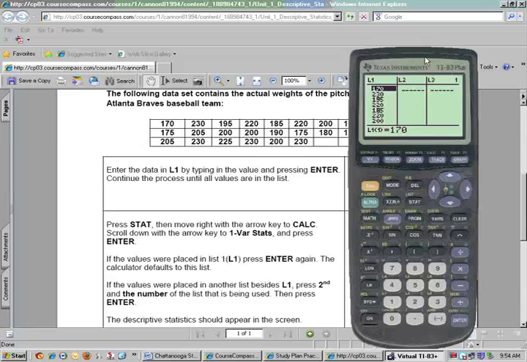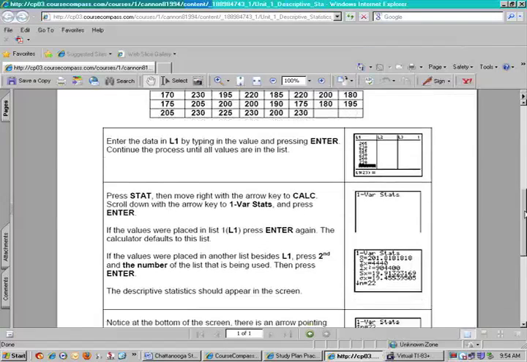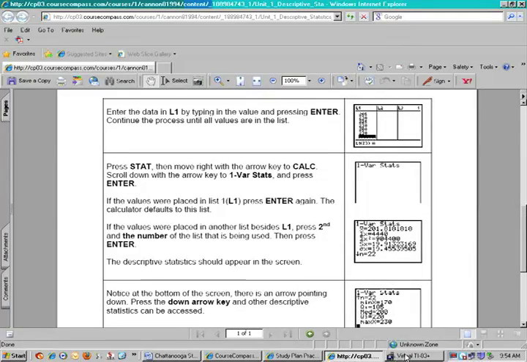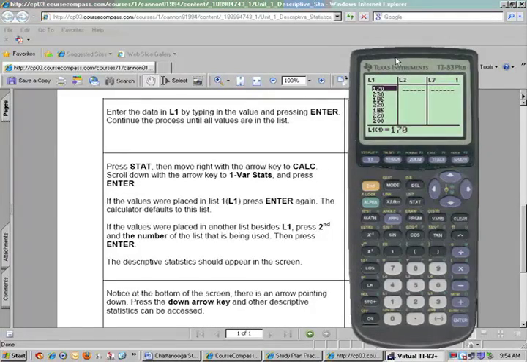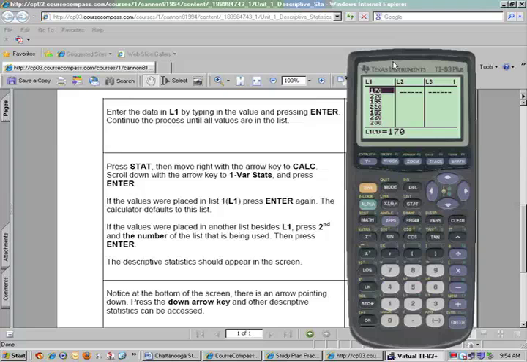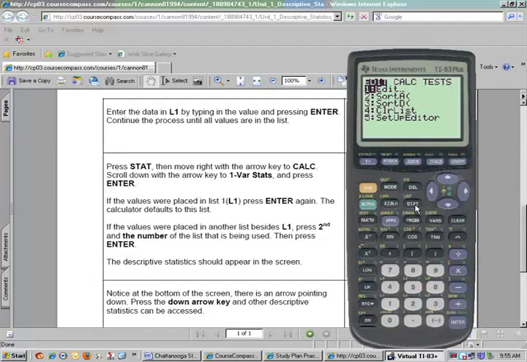Now, notice the very first thing it says, enter the data in list 1. So that's what we have done, and press enter and continue the process. Now, the next thing, we're trying to calculate the mean of our values. And there are several things located under the statistics button. If you push STAT, notice at the very top it says calculate. We need to move over with our arrow key on our calculator to calculate.